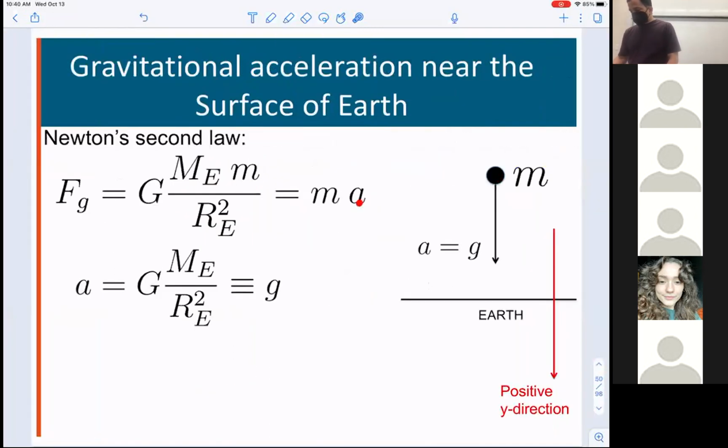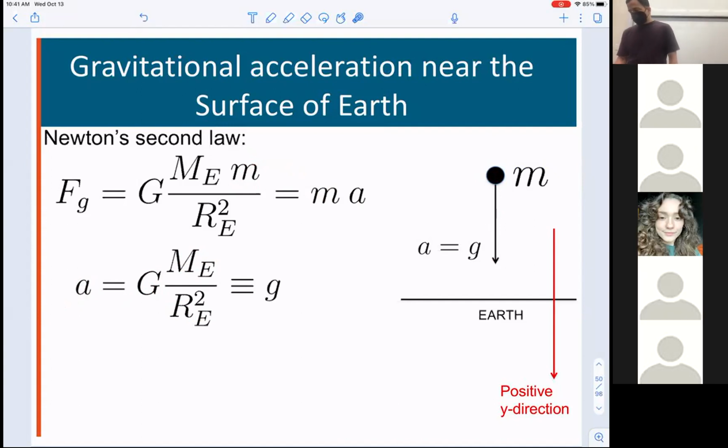So what is the acceleration? I'll just divide both sides by the mass. So this m cancels out. And therefore I get that the acceleration is the gravitational constant times the mass of the Earth divided by the radius of the Earth squared. That is the acceleration that you will feel if you're in free fall just above the surface of the Earth.